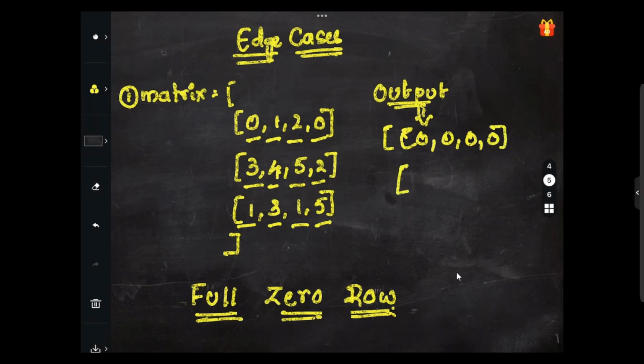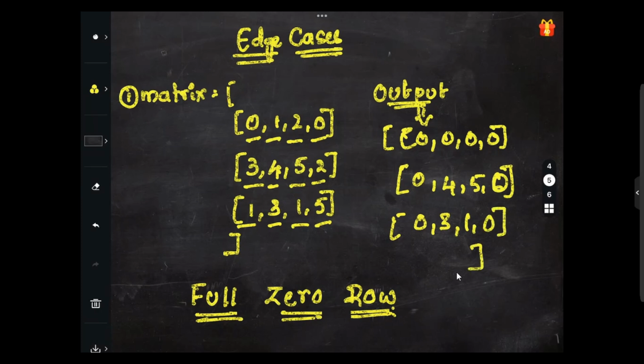So this will be 0 4 5 6 in this case. Sorry, there is no 6 0, right? This has to be 0. Yeah, 0 0 0 0 4 5 6 0 4 5 0. Sorry, 0 3 1 0 in this case, right? So this will be the output here. So here this is for the full 0 row. This is for the condition full 0 row, right? So I hope this is clear.